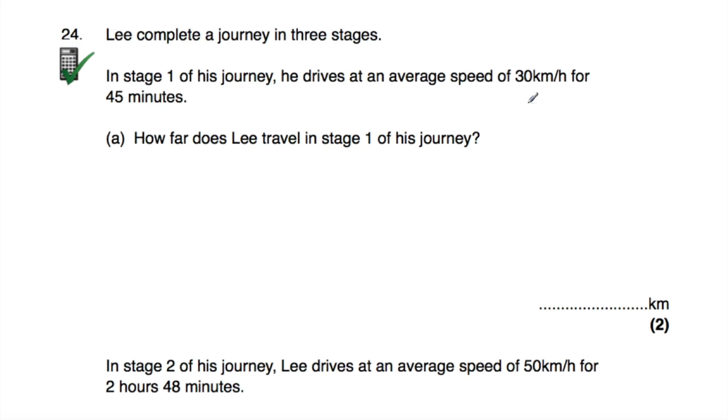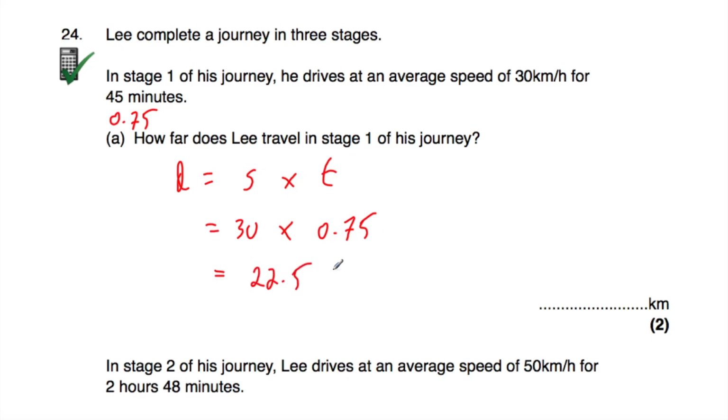I would just work out how far he would travel in half an hour, in 15 minutes, and then add them together. But this is a calculator question, so if I want to find out how far he travels, the distance is equal to the speed multiplied by the time. So the speed is 30 kilometers per hour, multiplied by the time. Well, it says 45 minutes. 45 minutes is 3/4 of an hour, so that's 0.75. And if we do 30 times 0.75, that's equal to 22.5. So that means that he travels 22.5 kilometers in the first stage of his journey.